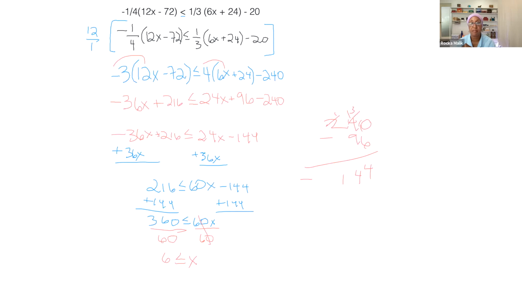My number line: 0, 1, 2, 3, 4, 5, 6. Is it open or closed circle? Closed, because my answer includes 6 and everyone larger than 6. If it were a bracket situation, it would be a hard bracket and to the right.